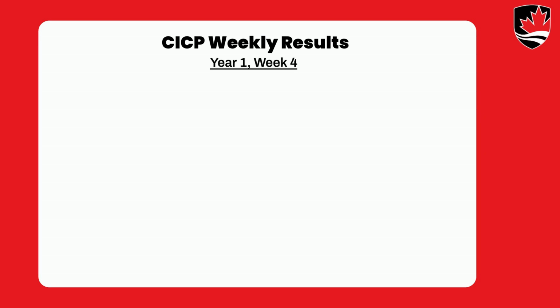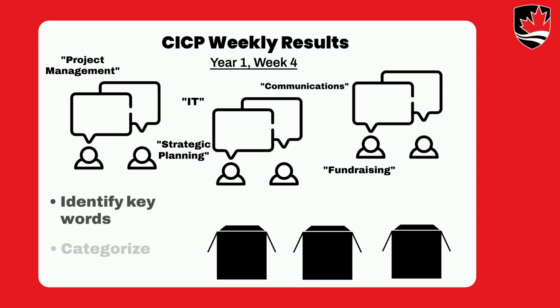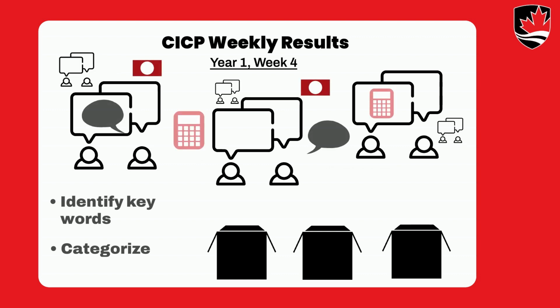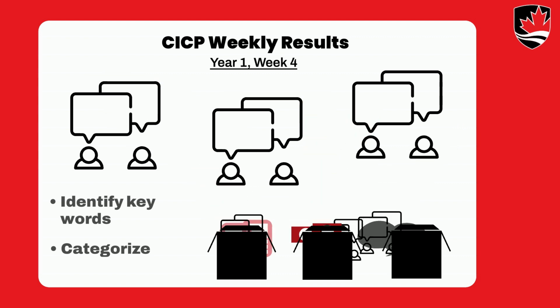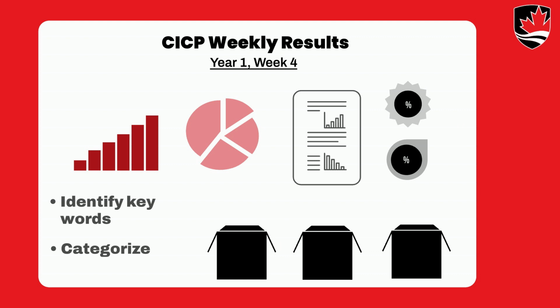For example, think about the data collected from the CICP Week 4 survey of Year 1, where charity leaders discussed the skills they seek in new hires. By finding repeated words like communications or fundraising and giving them labels or codes, we turn the raw data into structured data. This makes it easier to do number-based analysis and see which skills are mentioned most often.